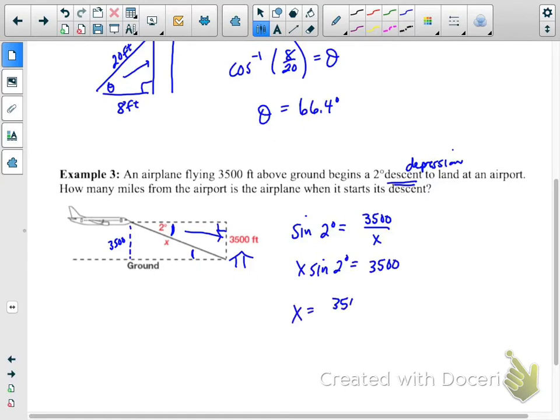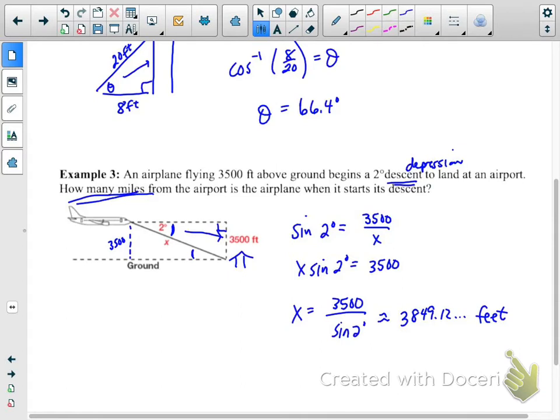We divide here. And I get approximately 3849.12, so on and so forth. Now, this is in feet. Look at what they asked me to do. How many miles? Okay, well, I'm going to have to do a conversion.